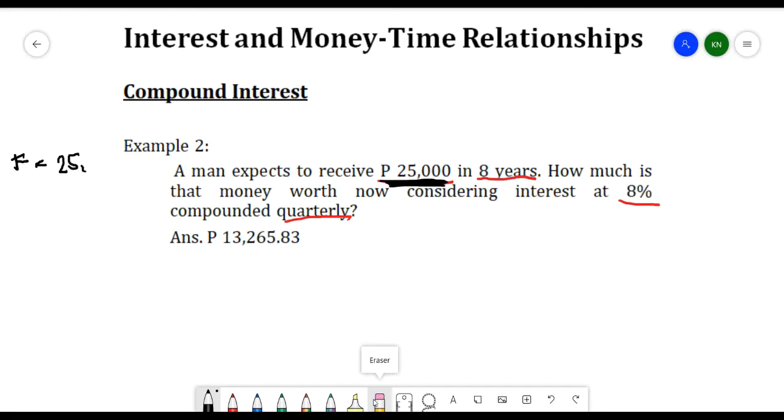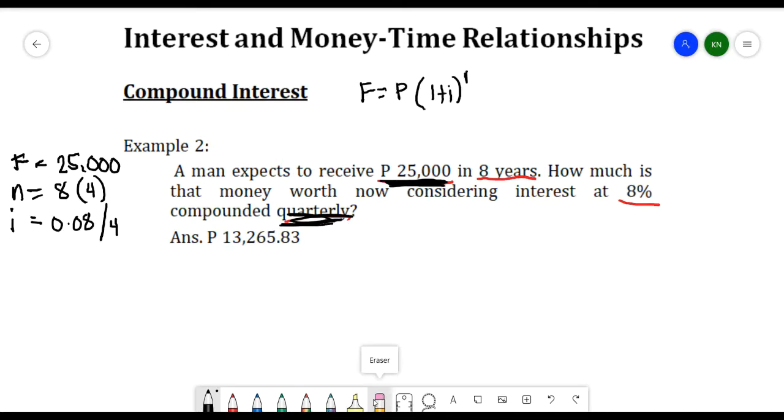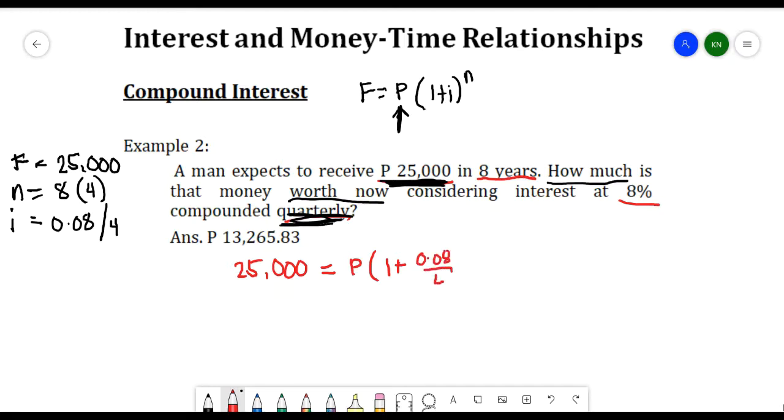So F is equivalent to 25,000, the number of years is 8 years, and the interest, or the I, is equivalent to 0.08. And it is said that it is compounded quarterly. So meaning to say, I should be divided by 4 and n should be multiplied by 4. So using the formula F is equivalent to P times 1 plus I raised to n, we can find how much that money is worth now. Meaning to say, we need to find the value of the present worth. So plugging in the values, 25,000 is equivalent to P multiplied by 1 plus our interest rate, which is 0.08 quarterly, and n, which is 8 times 4.